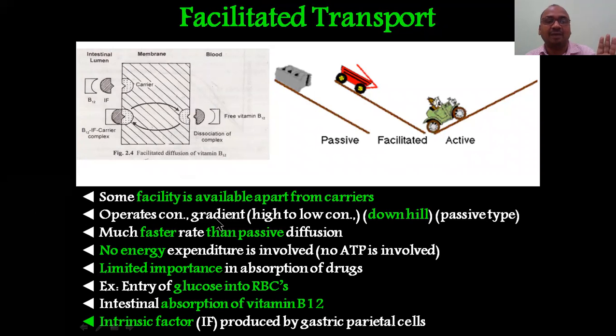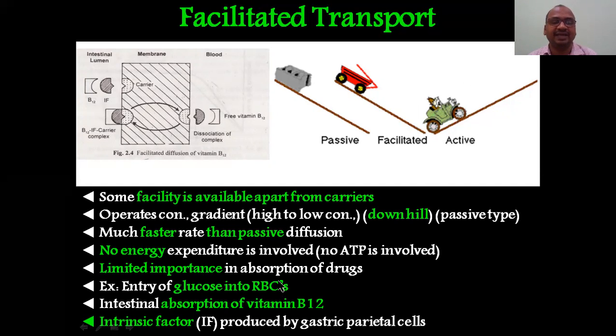It operates along the concentration gradient, high to low concentration, just like passive. It is a downhill transport. It is much faster than the passive. See here, it comes faster when compared to this. No energy expenditure is required, because only active requires energy. Active requires petrol. This doesn't require any petrol. Here active requires ATP energy. Petrol, diesel is required here.